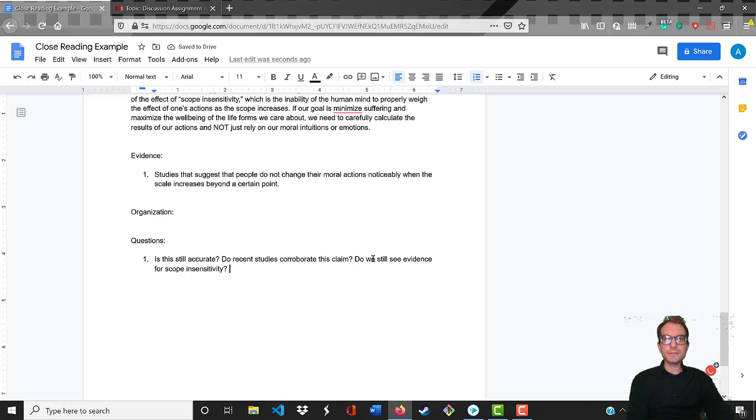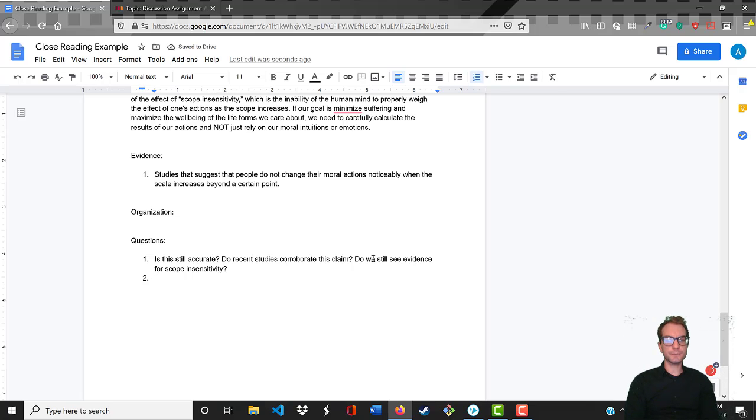Okay, so this could be something that we do in a future essay. We look for more recent studies and we say, Yudkowsky's point here is still important to reckon with when we're thinking about morality, because recent studies demonstrate that this is still something that appears. It seems to be a true influence on human decision making.